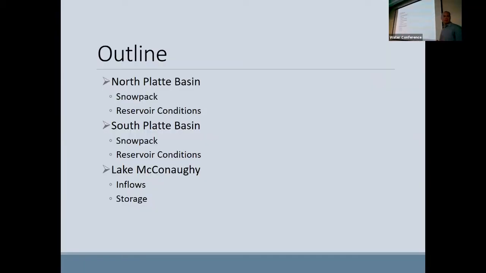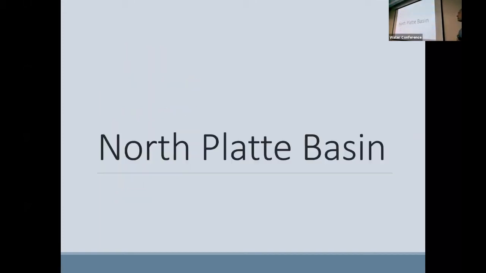All right. Thanks, John. This is an outline of what I'm going to talk about today. We're going to start with the North Platte Basin. We'll look at snowpack and reservoir conditions in that basin. Then we'll go to the South Platte Basin and again look at snowpack and reservoir conditions. And we'll finish by looking at Lake McConaughey conditions, the inflows and the storage.